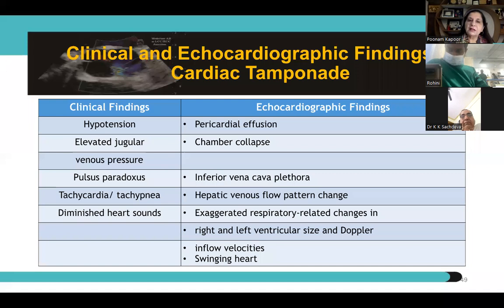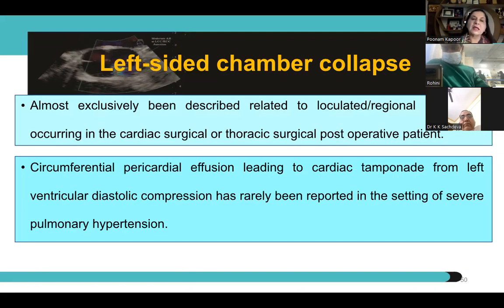So in a pericardial effusion, you will have atrial collapse, a chamber collapse. You'll have the IVC plethora. You'll have a hepatic venous flow pattern, which is a reversal of the normal flow pattern, giving rise to the pulsus paradoxus. There'll be an expiratory related change, which would be seen in both the right and the left ventricular sizes and the Doppler. The inflow velocities on the medial side would be greater than the lateral side, and you'll see a swinging heart, which we all know is the Beck's triad.